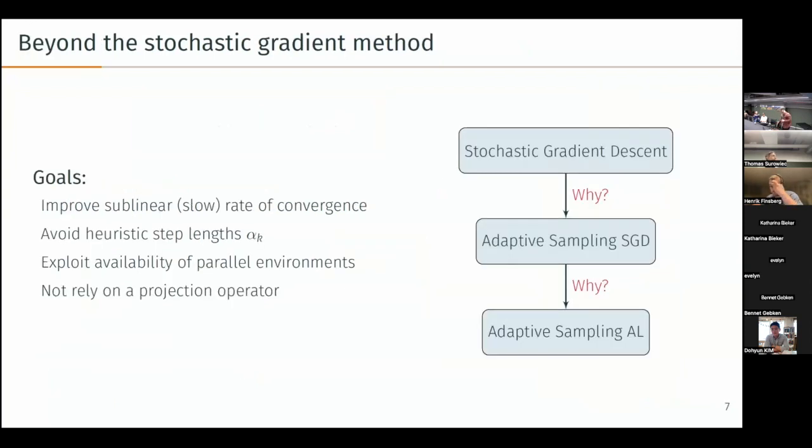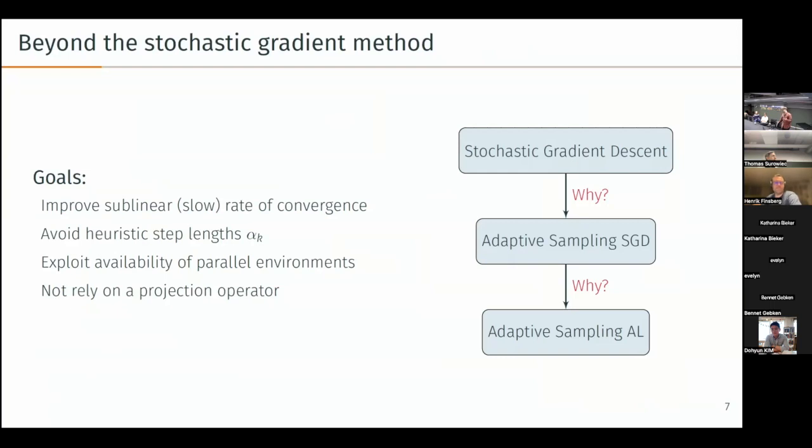So in this talk, I want to go beyond that setting and address a few of the concerns that come from that simple algorithm. First, we're going to try to overcome this sublinear and very slow rate of convergence with respect to iterations. Though I don't really want to focus on it, this will also help us overcome heuristic step length choices. Typically, what you can find is that step length rules that come from the deterministic analysis work equally well when you apply adaptive sampling to the optimization problem.